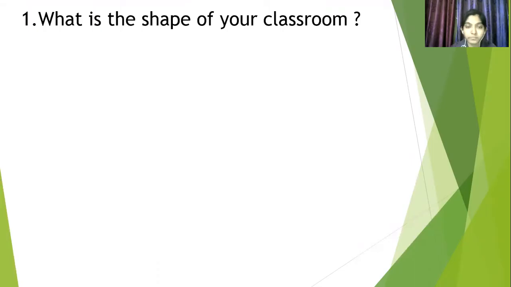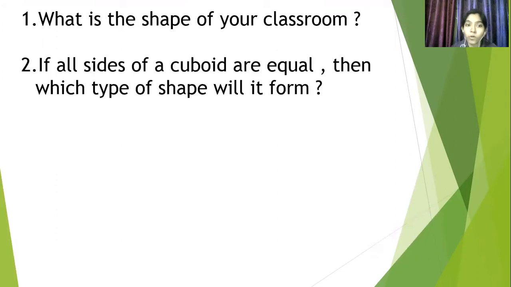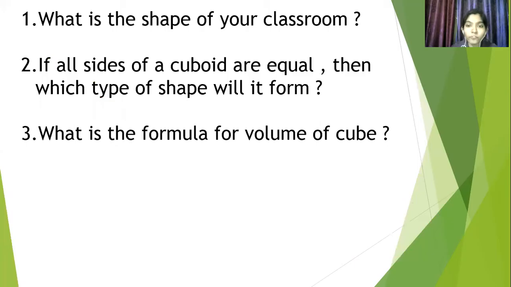The shape of our classroom is cuboid. Very good. So if all sides of a cuboid are equal, then which type of shape will it form? If all sides of a cuboid are equal, then it will become cube. Very good. So what is the formula for volume of cube? The formula for volume of cube is side into side into side, or we can write it as side cube.